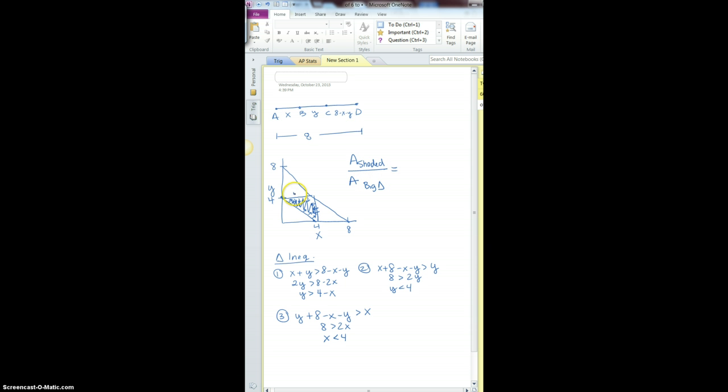All right, so the side lengths here are 4 and 4, so the area of that shaded triangle is 1/2 of 4 times 4. The side lengths of the big triangle are 8 and 8, so its area is 1/2 8 times 8. When you multiply and reduce, you get a probability of 1/4.